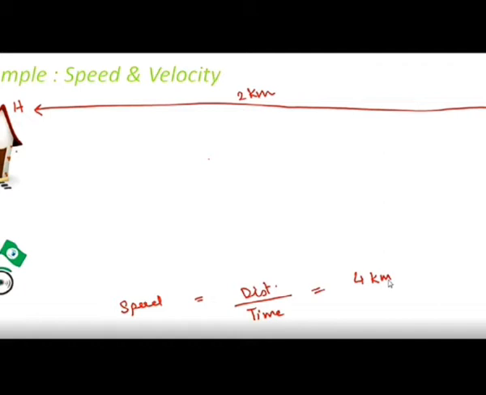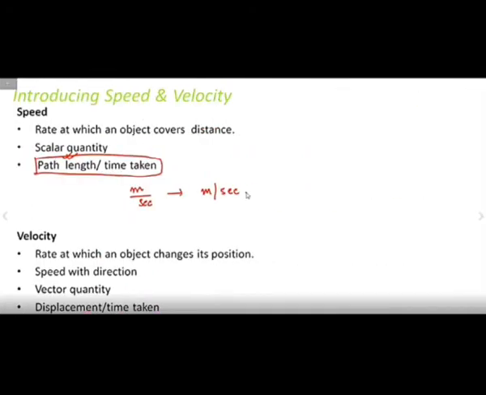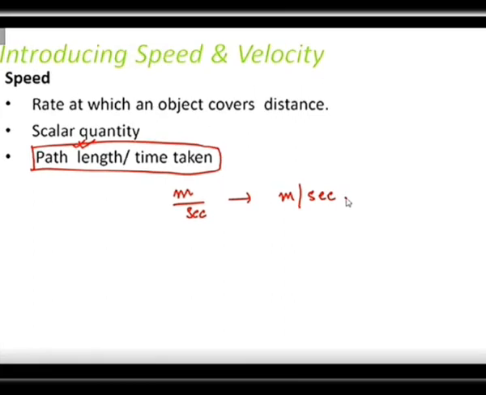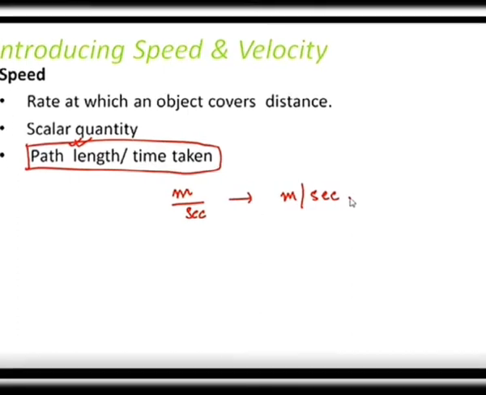So how do we mathematically calculate speed? As we know, speed is the rate at which an object covers distance. So speed is the distance traveled divided by time taken. Distance is also known as path length. So speed is the total distance covered, or the total path length, divided by the total time taken. Speed is a scalar quantity, and it is dependent on the scalar quantity distance.